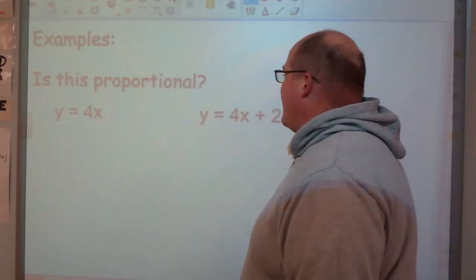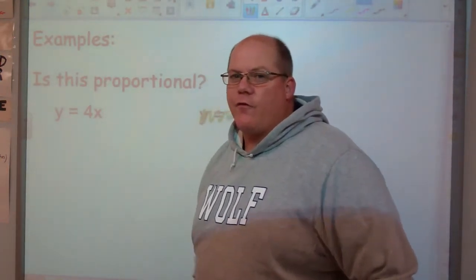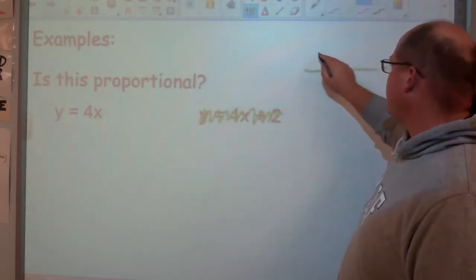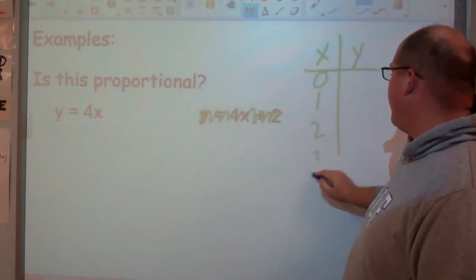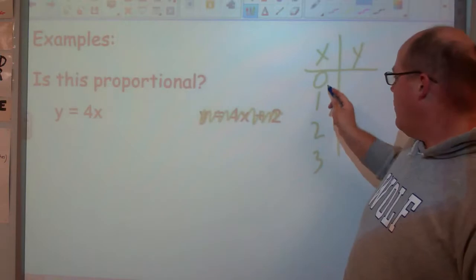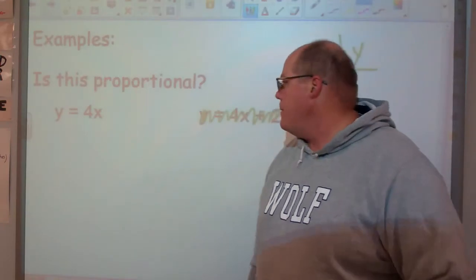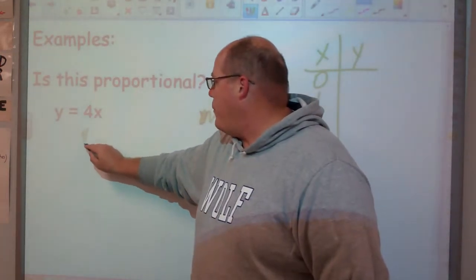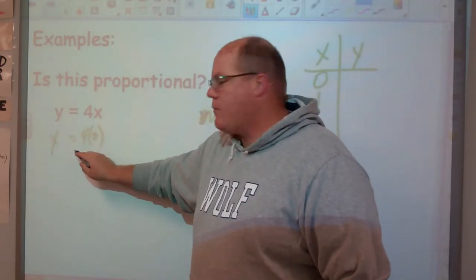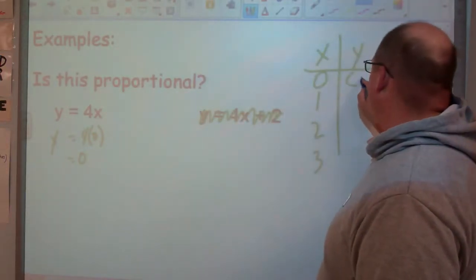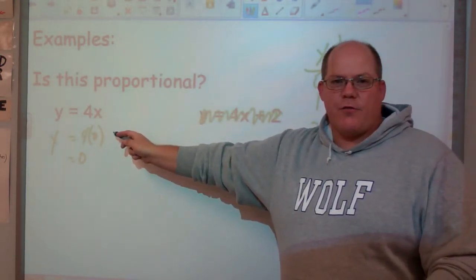We're going to take a look at y equals 4x. I want to build a table. I'm going to try 0, 1, 2, and 3. I'm going to plug in 0, 1, 2, and 3 for X and determine what Y equals. That's a little bit of algebra. If I put in 0 for X, 4 times 0 is 0, so Y would equal 0. That we call our origin. Does this go through the origin?